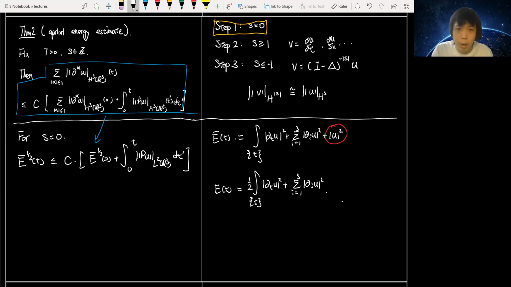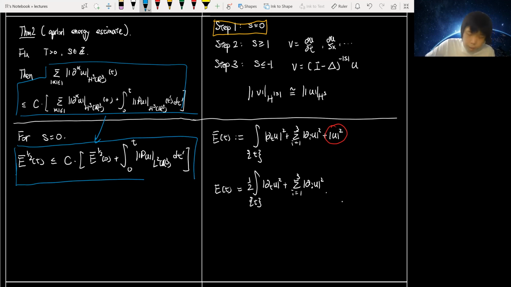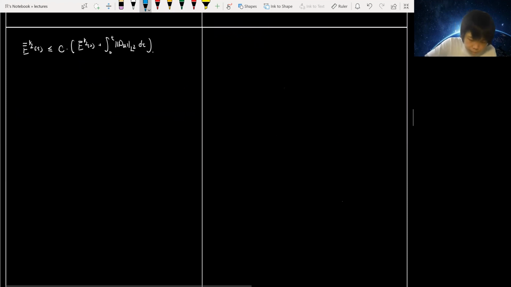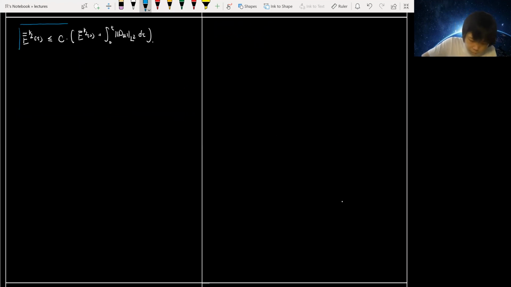Okay, so besides this base L2 norm, they are actually the same. So we want to prove this estimate, and let's do it on the next page. And before starting to prove it, I would like to compare it with the conservation of energy.